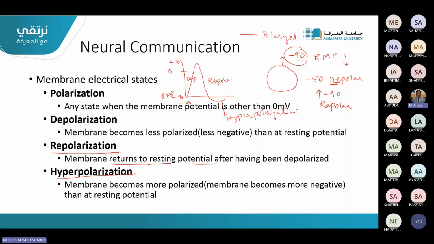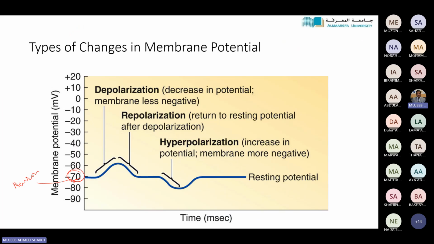Previously, I showed you minus 90, so it may be a muscle. But if it is minus 70 here, you can guess: minus 70 means it is a neuron resting membrane potential. If it is becoming less negative, going up, this is called depolarization. If it is coming back to the original resting state, this is called repolarization. If it is going below the normal resting membrane potential, more negative, it is called hyperpolarization.